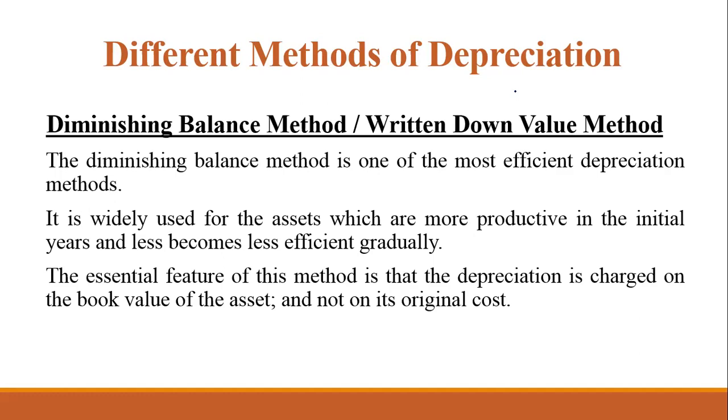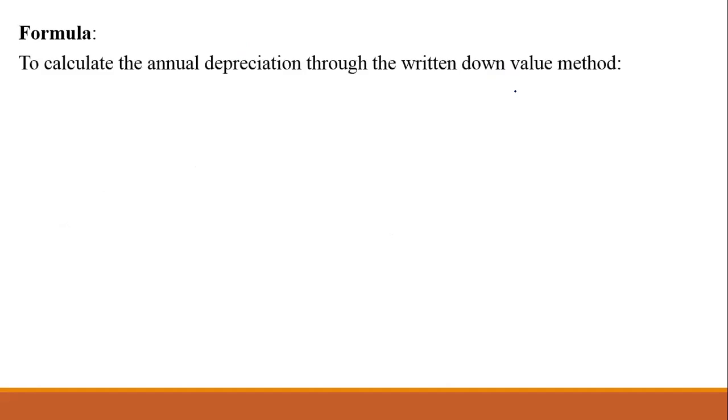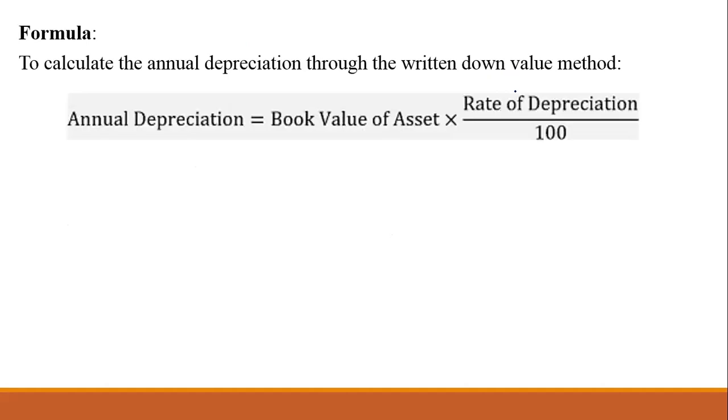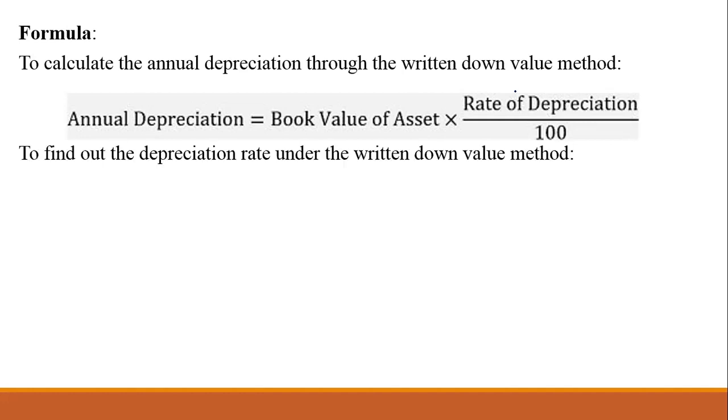Okay, so how are we going to calculate for the diminishing balance method? So we have here the formula for us to calculate the annual depreciation through the written down value method. Ayan, so annual depreciation is equal to the book value of the asset times the rate of depreciation over 100. And to find out the depreciation rate under the written down value method, we have the rate of depreciation equals to 1 minus the Nth root of S over C.